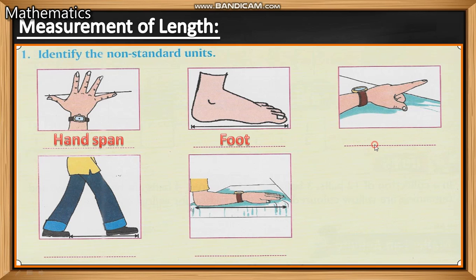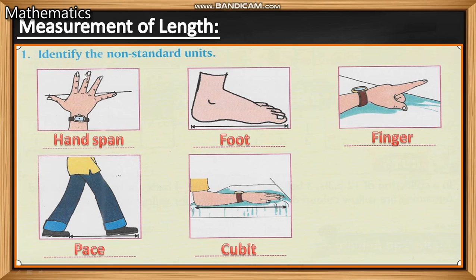Third one is finger. You can measure small objects using fingers. And the fourth one, what is the name of this? This you already studied from first standard. That is pace. You can measure by using this also. And the fifth one, cubit. You can measure the dining table by cubit also, and take a video and send it to me.